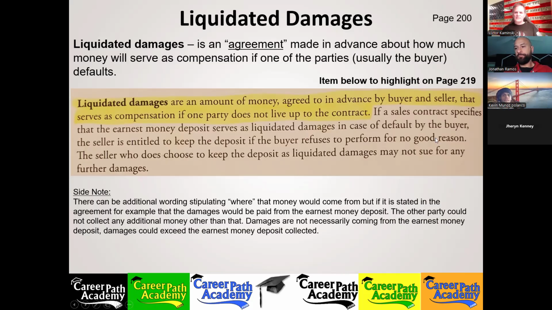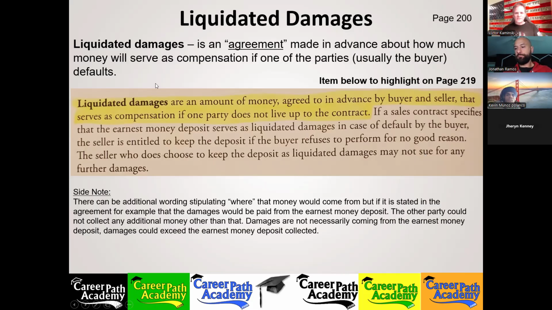But check out the following sentence. It says if a sales contract specifies that the earnest money deposit serves as liquidated damages in the case of default by the buyer, the seller is entitled to keep the deposit if the buyer refuses to perform for no good reason. However, the seller who does choose to keep the deposit as liquidated damages may not sue for any further damages.